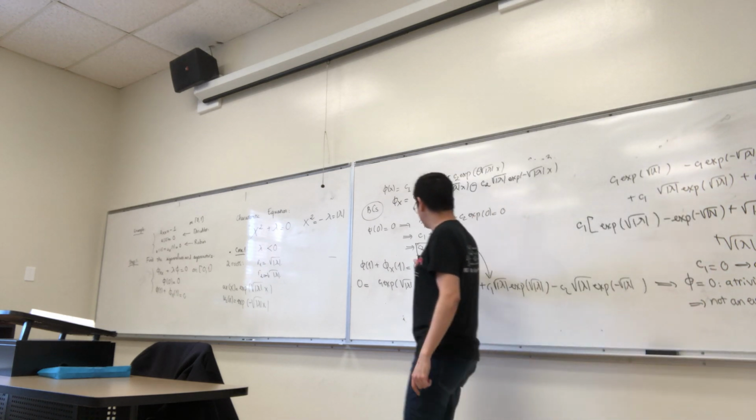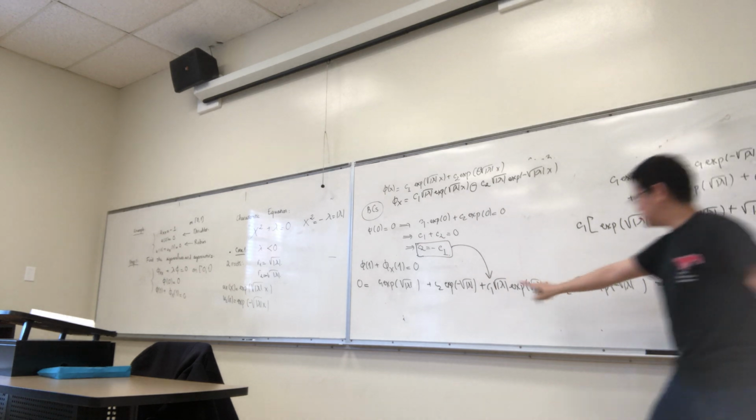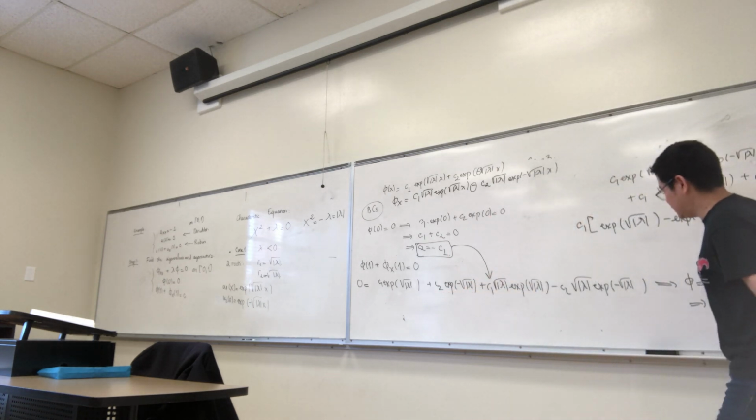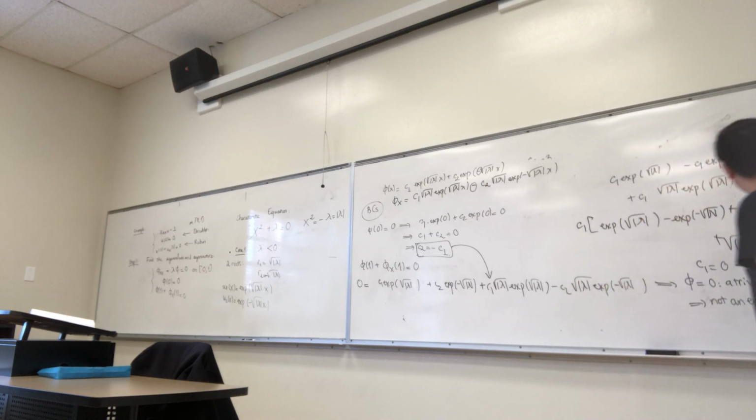I replace C2 to be minus C1. So here I have C1. So this C2 will become minus C1. This C1 is still C1. This minus C2 will become C1, right? So everything is C1 now.